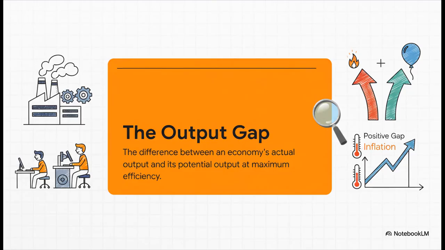And all it is really is the difference between what our economy is actually producing and what it could be producing if everything, people, factories, technology, was running at full, sustainable steam. A positive gap means you're running too hot, risking inflation. A negative gap means you've got slack and you're wasting potential.